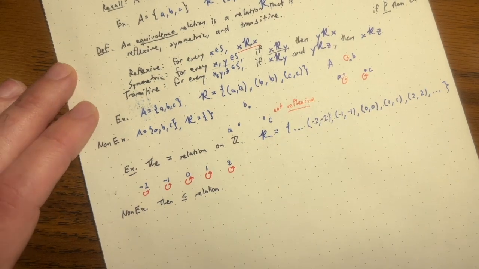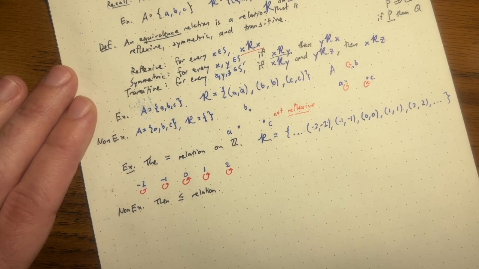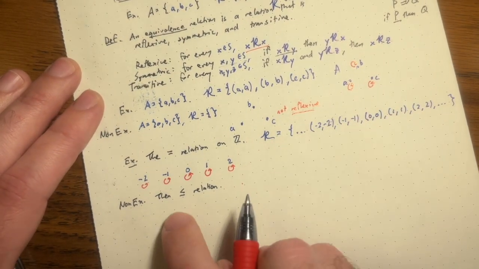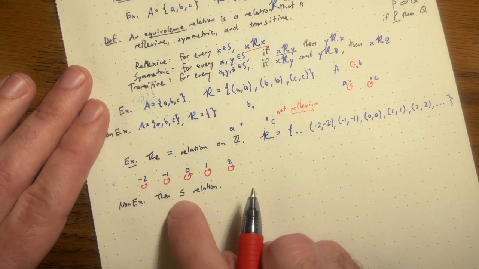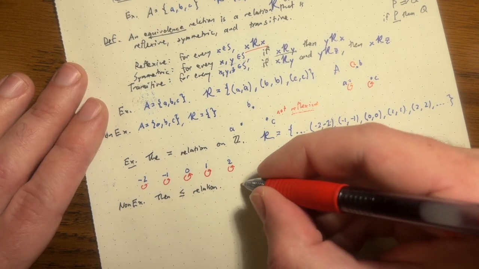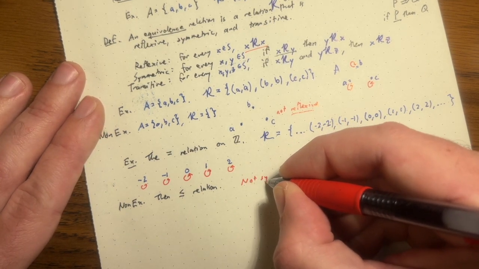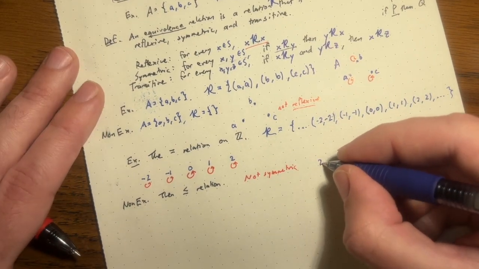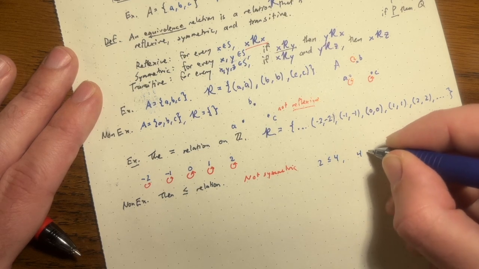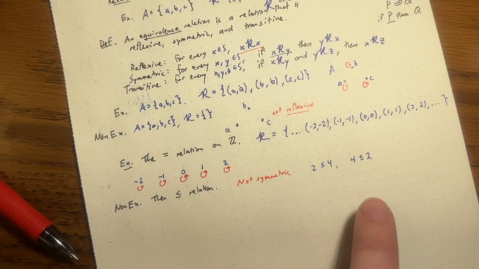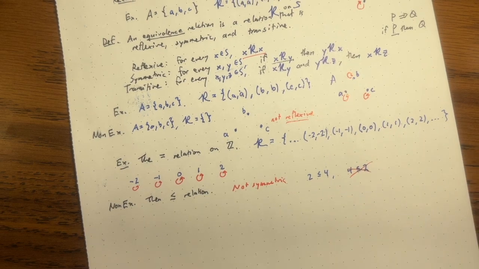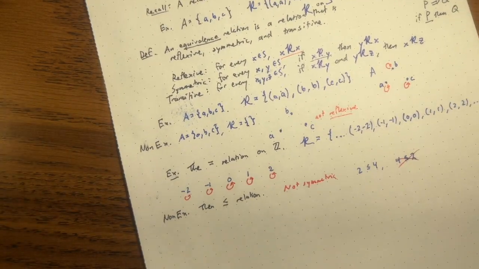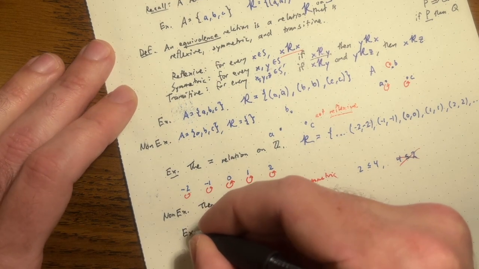But first, I just want to tell you a non-example would be the less than or equal to relation. It's not an equivalence relation. It turns out it is reflexive and it is transitive, but it's not symmetric. And that's because you have examples like 2 is less than or equal to 4, but 4 is not less than or equal to 2. So that prevents it from being an equivalence relation. There's an arrow from 2 to 4, but not from 4 back to 2.